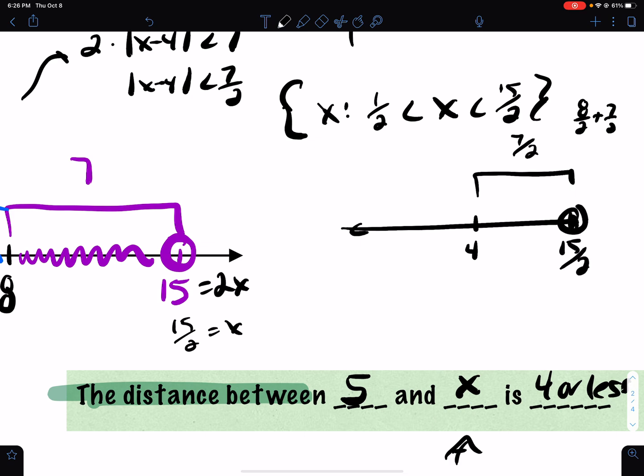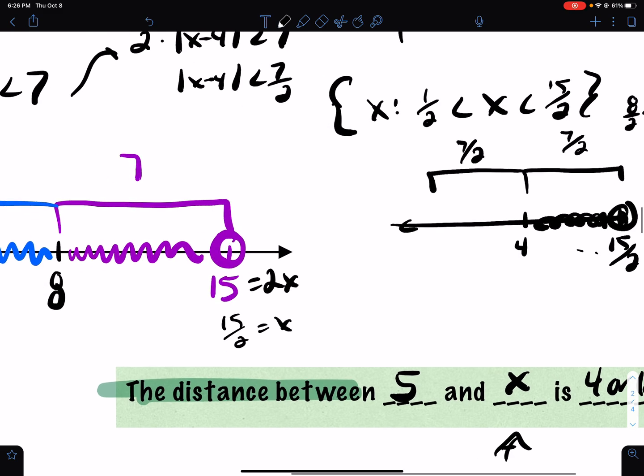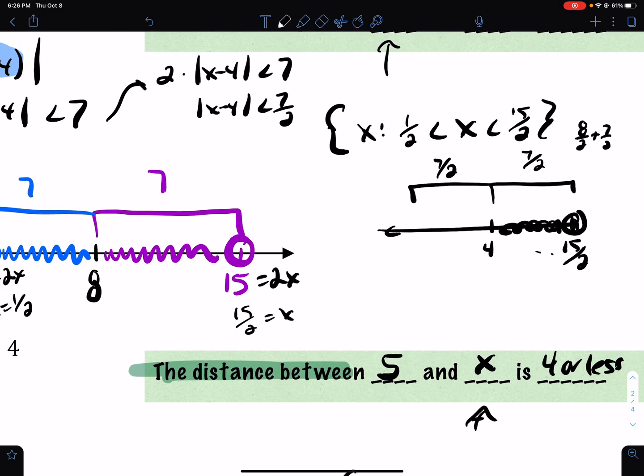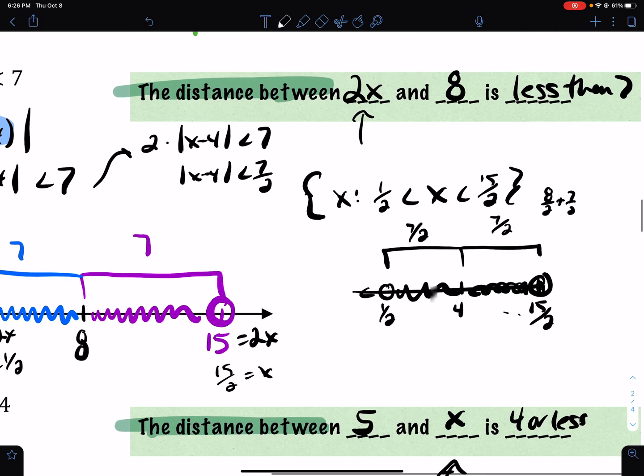We don't want to include that because that's exactly 7 halves away, so we'd have to go backwards. Same thing this way to get closer. 7 halves this way. If I took away 7 halves, right, 8 halves minus 7 halves does bring me to the number 1 half. But 1 half is exactly 7 halves away. We want less than that. So by using that property, we still get to the same answer.